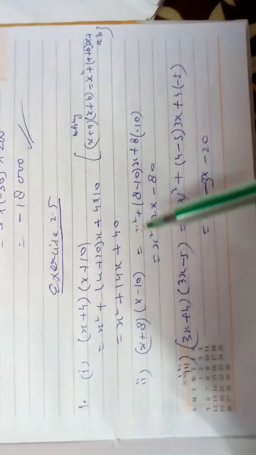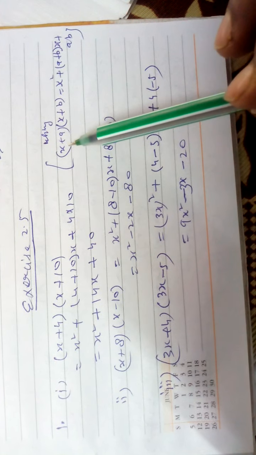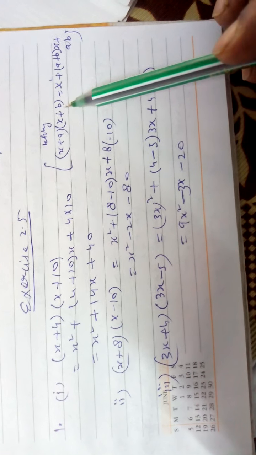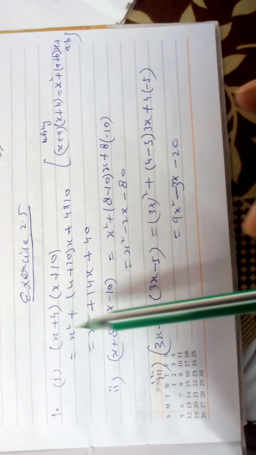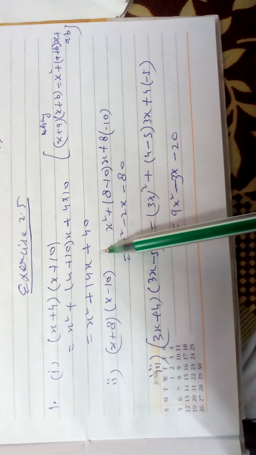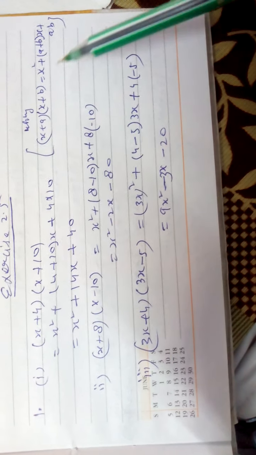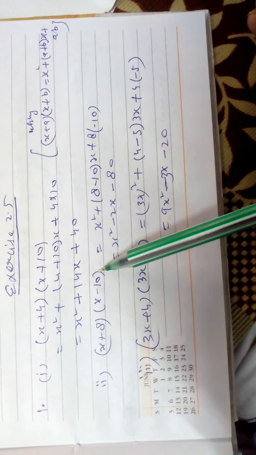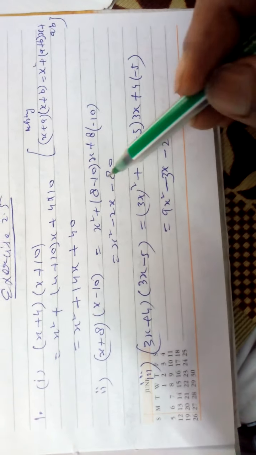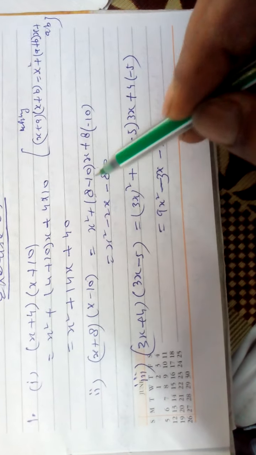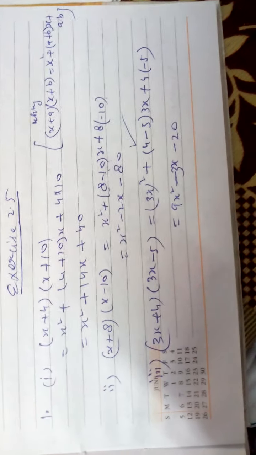Example 2.5, the first question is based on an identity, the fourth: x plus a, x plus b equals x square plus (a plus b)x plus ab. Apply this. Here you are getting this. In this b is minus 10. Apply the same identity. Here b is not positive, but your identity has both positive, so whichever is negative, you write as negative: 8 plus 10, 8 minus 10, 8 into minus 10. Like this you are getting this.